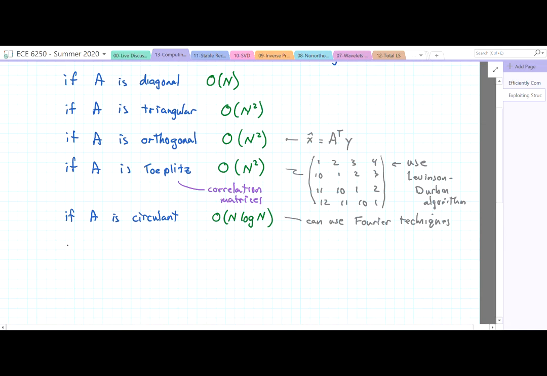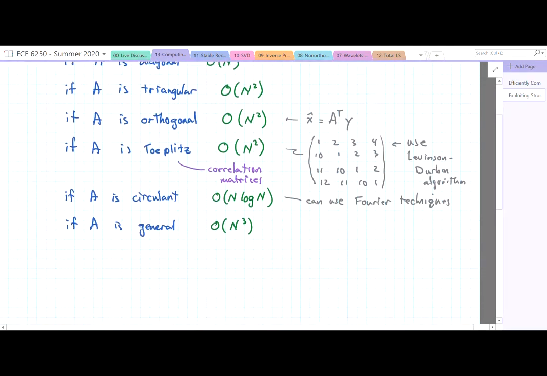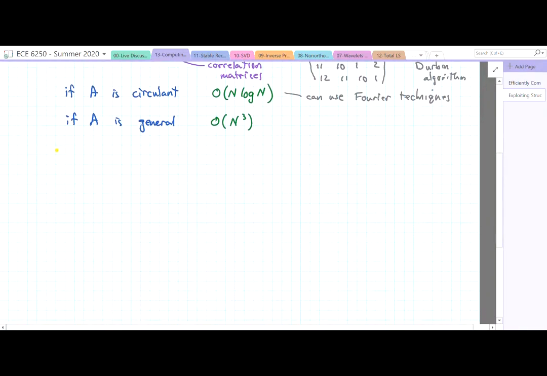And finally, if A is general, then the complexity is order n cubed. Multiple ways to get to order n squared. Order n log n is the best, but in general we have order n cubed. So let's talk about some of the ways that we get there.